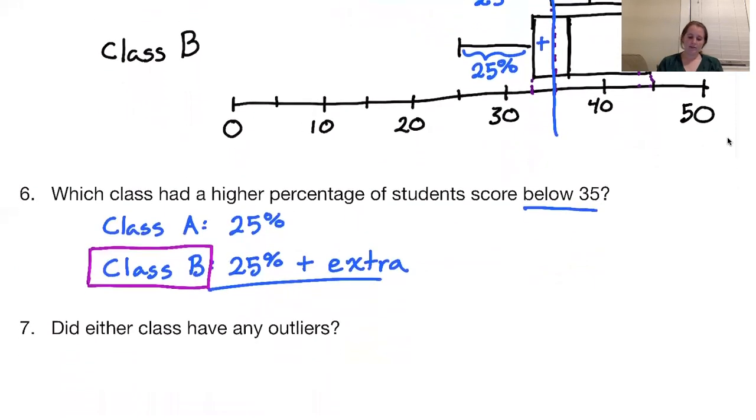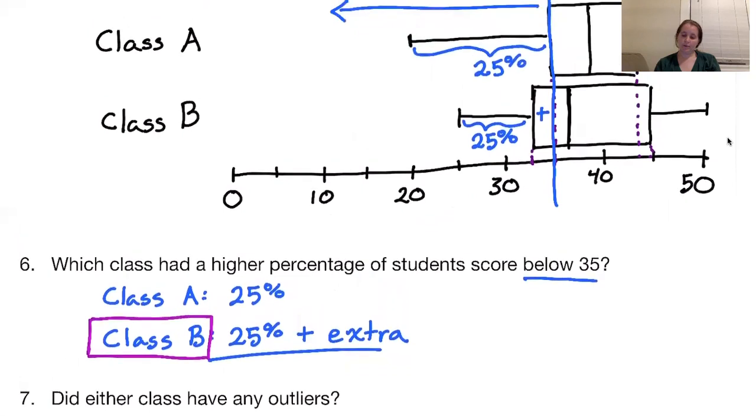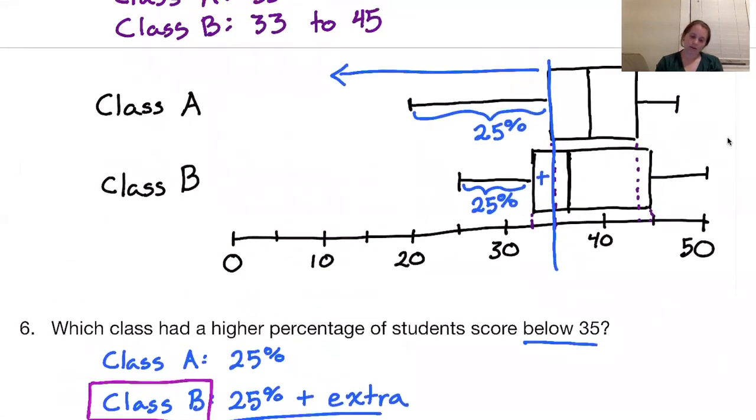Next up, we have to answer, did either class have any outliers? So to do this, again, we need to look at our box, do 1.5 copies of our box, and go to the left and the right of our Q1 and Q3. So here is our box, our IQR. If we do 1.5 copies for class B, just the one copy we already go clear to the right, and just the one copy we already go clear to the left. So class B clearly has no outliers.